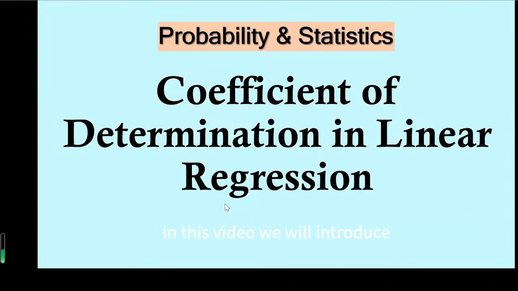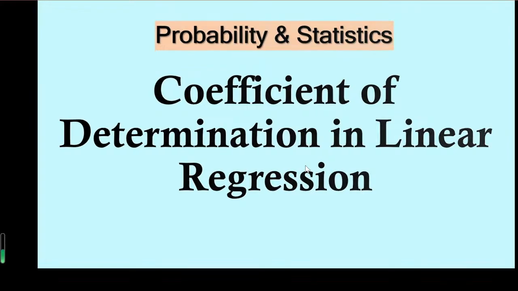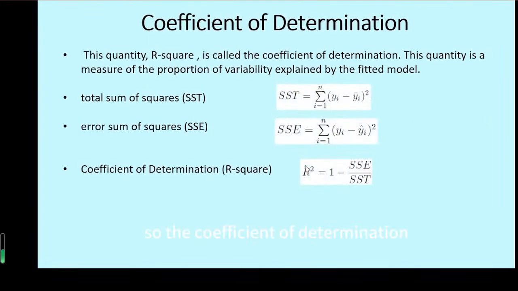In this video, we will introduce the coefficient of determination in linear regression. The coefficient of determination, also called R-square, is a value that measures the proportion of the variability of the variable explained by the fitted model. Mathematically, R-square is 1 minus SSE divided by SST.